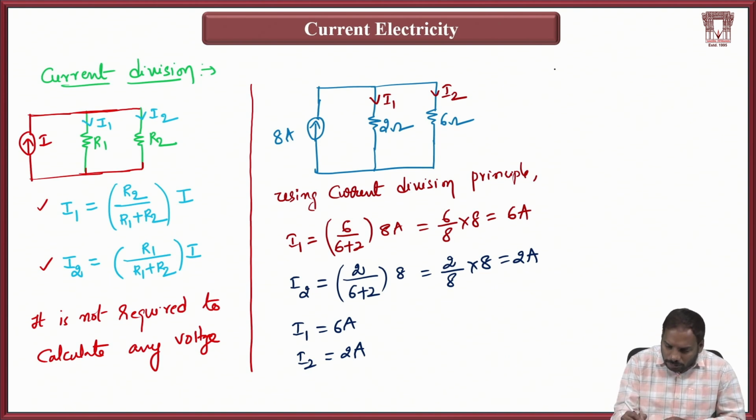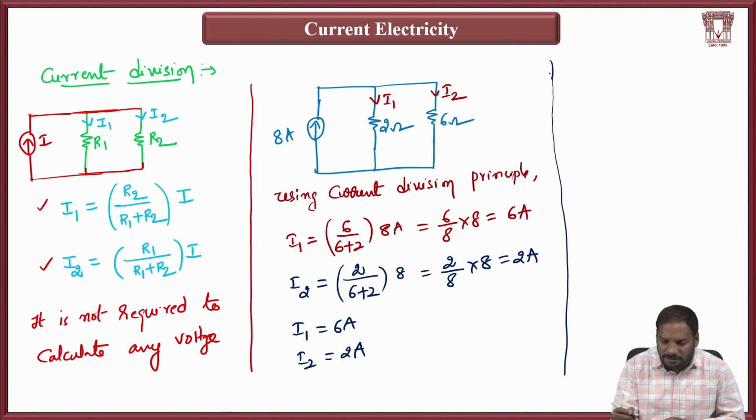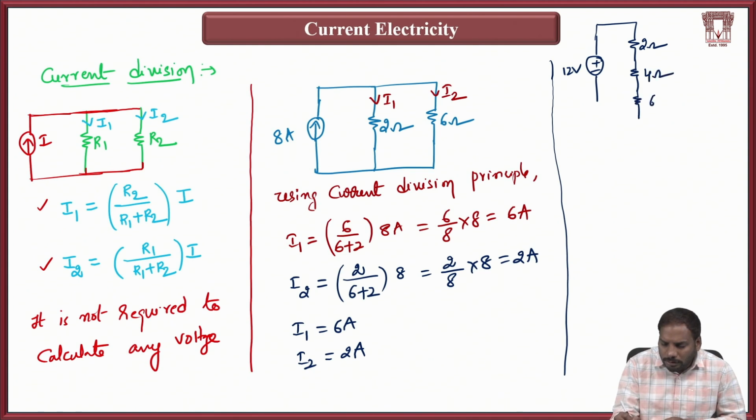Now if you ask me to extend these things to a series combination of three resistors, let's assume this is a 12 volt battery. It is connected across 2 ohms, then 4 ohms, and 6 ohms, something like this.